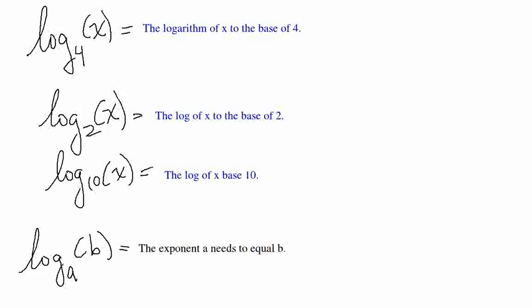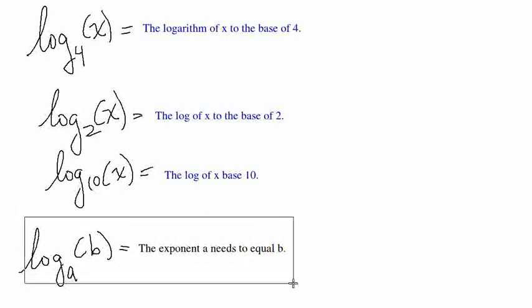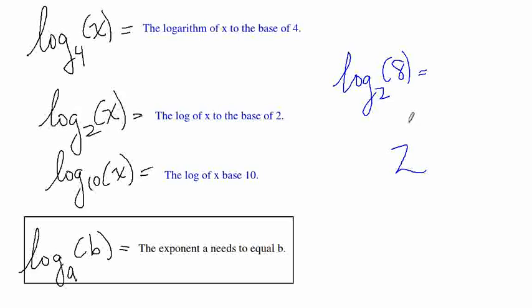Several examples will make clear what that means. Maybe I'll put a box around it. Let's replace a and b with some numbers to make it more concrete. Suppose I asked you for the log of 8 to the base 2. What you need to do is think about this question: 2 raised to the mystery exponent equals 8. Can you see that 2 cubed is 8? So we would say that 3 is the exponent 2 needs to equal 8. Therefore the log of 8 base 2 is 3.